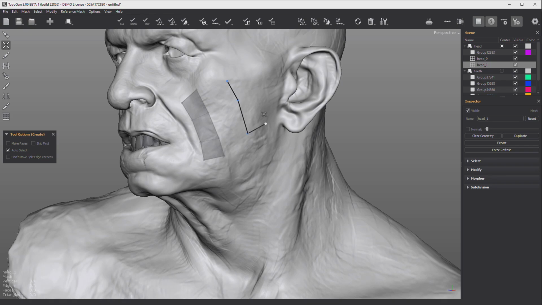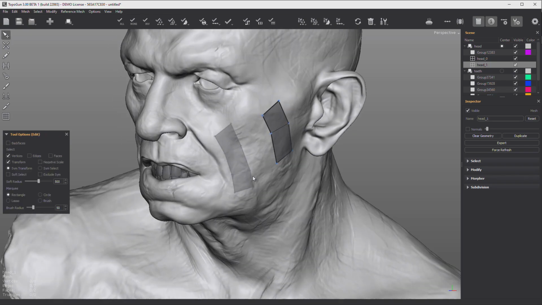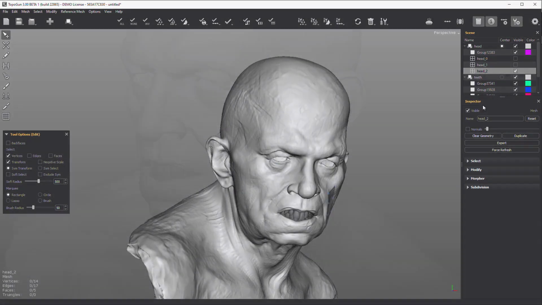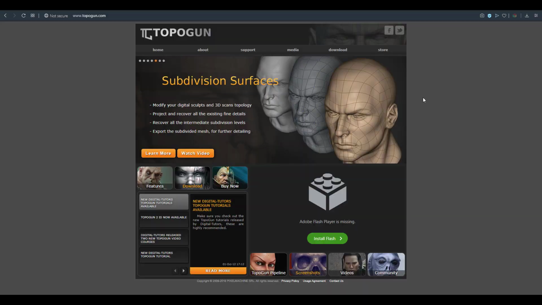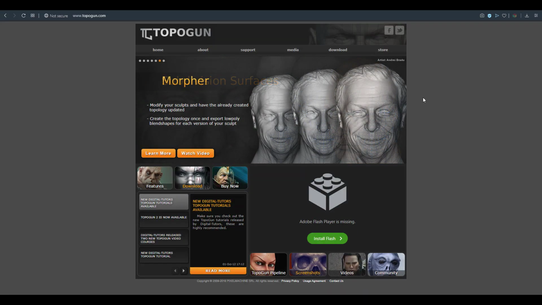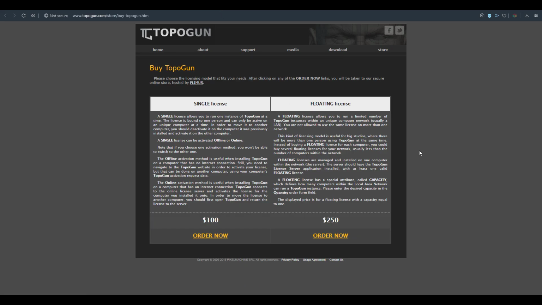And in case you want to get Topogun as well, you can also go over to their website. And the cool thing here is you would actually purchase this one time. It does support things like subdivision, and it is also available for all of the platforms that you want to work with. And presently the single license goes for $100, and if you want to get the floating license, you can get it for $250.